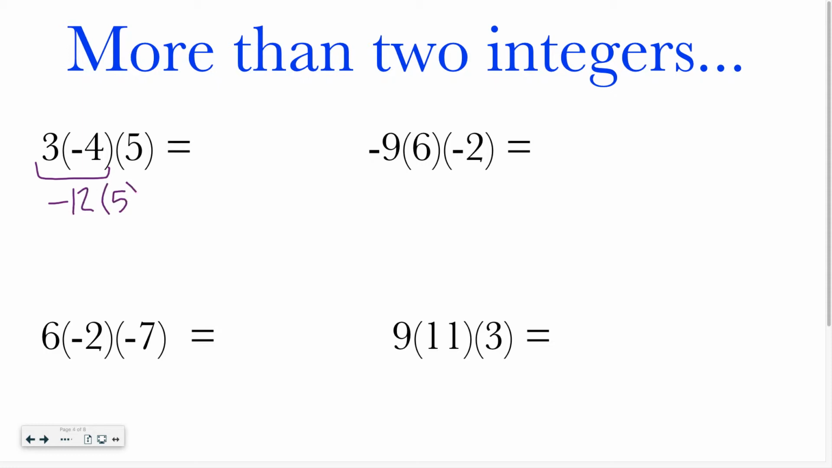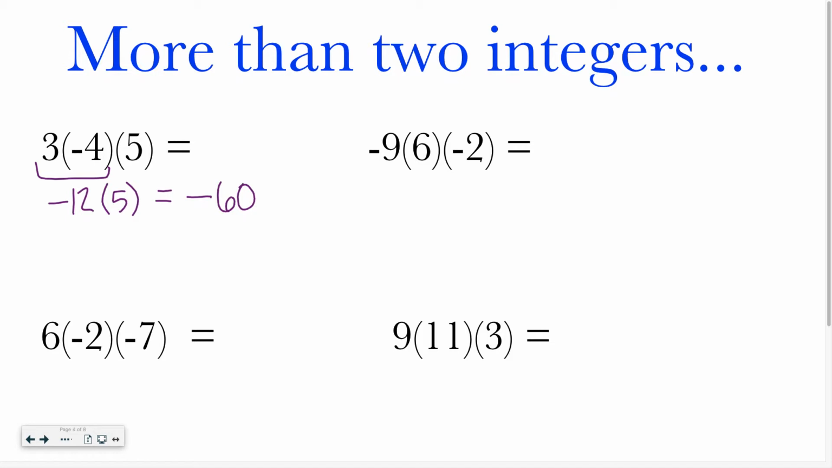And then I still have that 5 that I have to multiply by. So now I have a negative 12 times a positive 5. So I know my answer is going to be negative. And 12 times 5 is 60. So I have a negative 60.